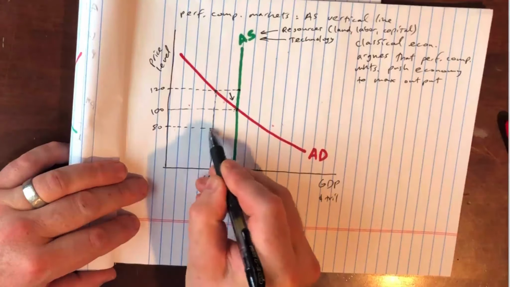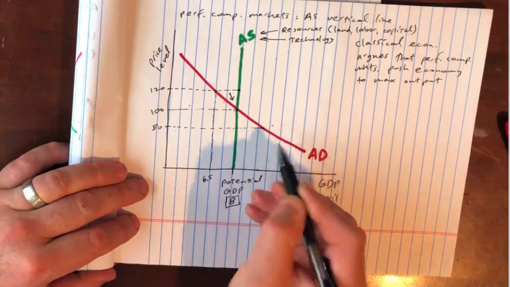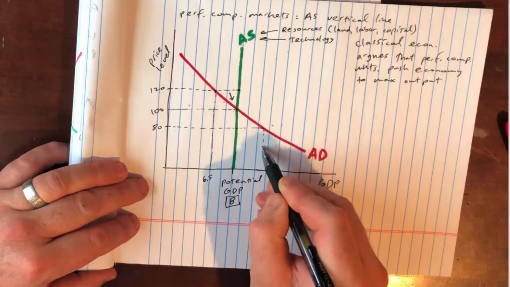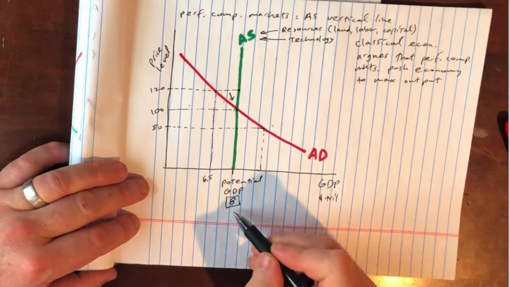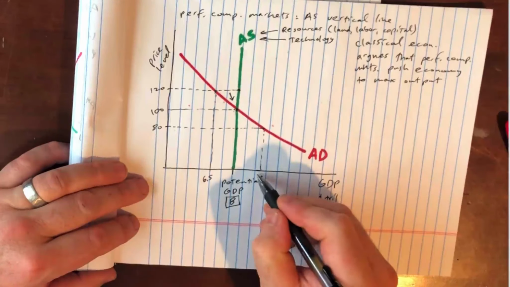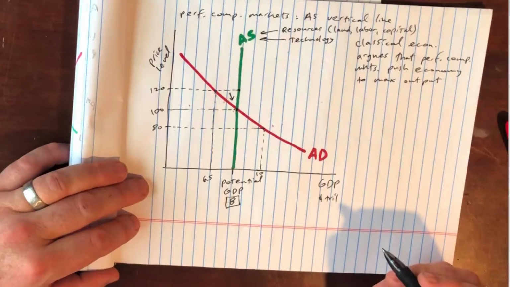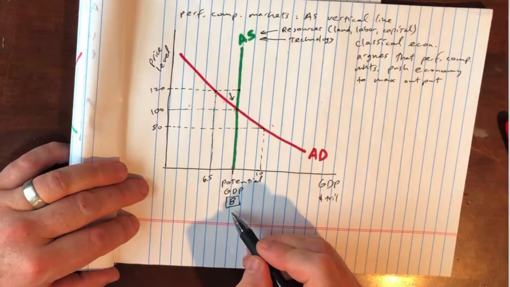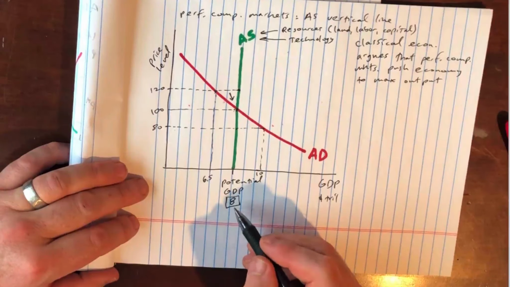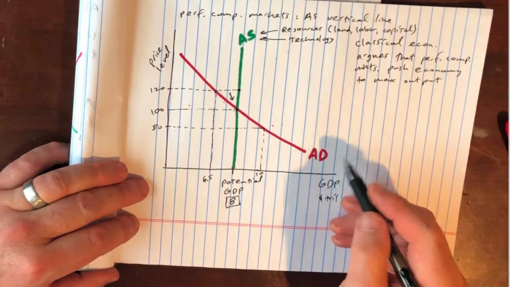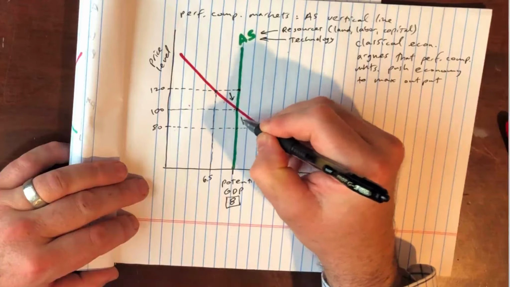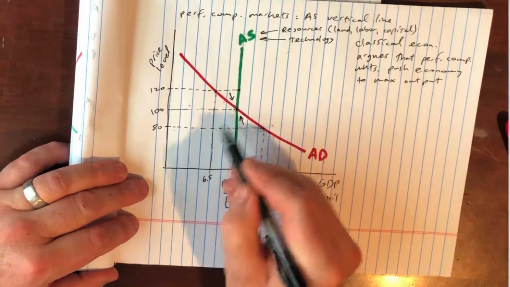A similar thing would happen if the price level was too low. If it was 80, we can see that this is not an equilibrium. At 80, there's going to be more demanded than there is available. Let's say the level of demand is 10 trillion. There's only $8 trillion worth of stuff. You can't possibly have 8 trillion in sales. People would like to buy that much, but they can't. So the price level goes up until we reach 100.